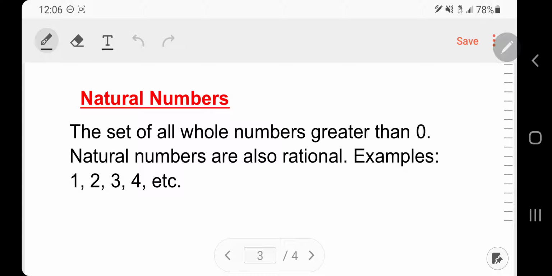Another subset we have are the natural numbers. This is the set of all whole numbers greater than 0. These are also referred to as the counting numbers. Again, these are rational, and some examples: 1, 2, 3, 4, 5, 6, 7, 8, 9, 10. As you count, those would be your natural numbers.